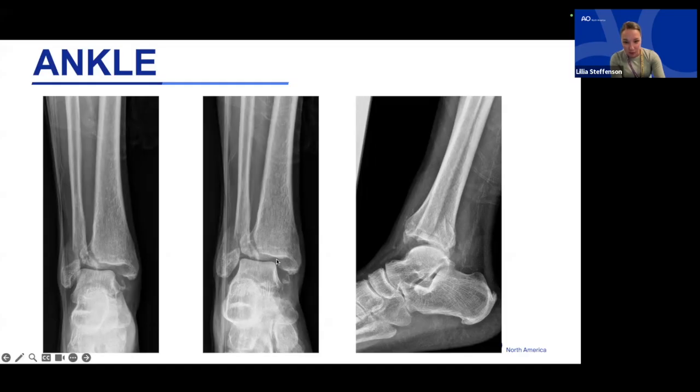And then we can also see just kind of subtly on the AP and mortise views that it looks to have an avulsion of the medial malleolus as well. In addition, there's maybe a small posterior malleolar fracture. And so this is one that after post-reduction radiographs are satisfactory, I would get a CT scan just to further characterize that articular component and make a plan.